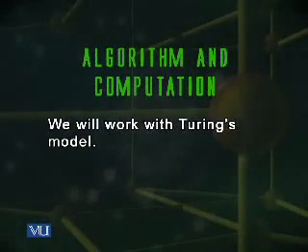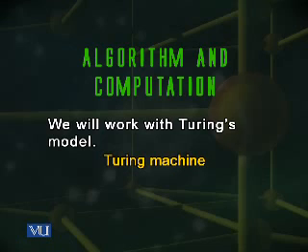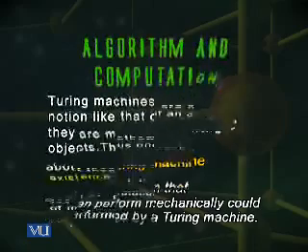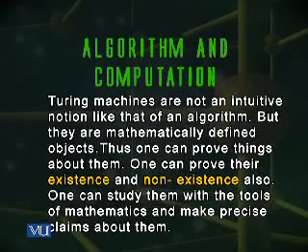We will work not so much with Church's model as with Turing's model. Turing came up with the idea of computing machines that we now call Turing machines. He proposed that every computation that we perform mechanically could be performed by a Turing machine. The good thing about a Turing machine is that it is not an intuitive notion like that of an algorithm, but a mathematically defined object. Thus, one can prove things about Turing machines, prove their existence and non-existence, study them with the tools of mathematics and make precise claims about them.